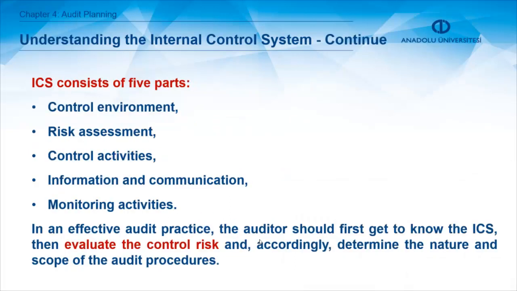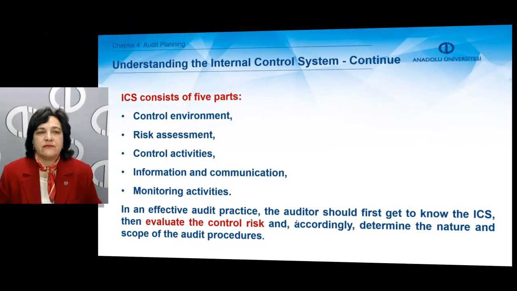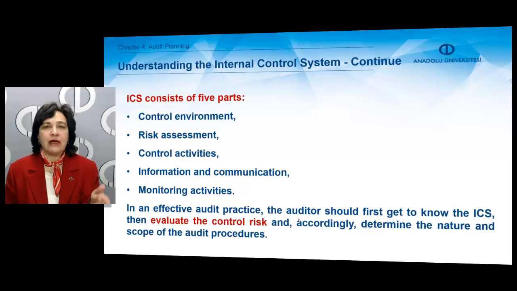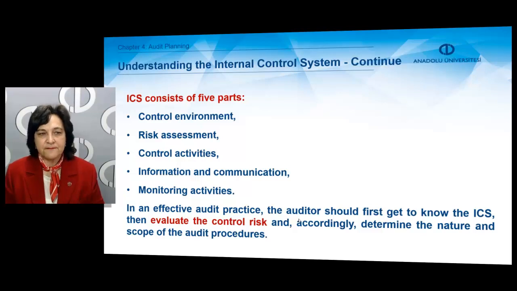The internal control system consists of five parts: control environment, risk assessment, control activities, information and communication, and monitoring activities. It is like a five-leg bridge. If one leg is missing from the bridge, you cannot walk on it. Therefore, all these five must exist. There is no exception about that.